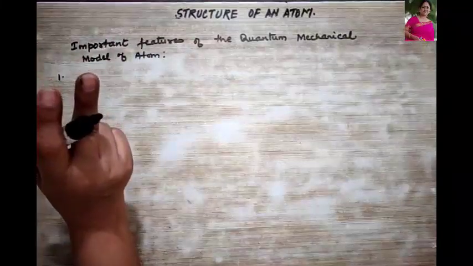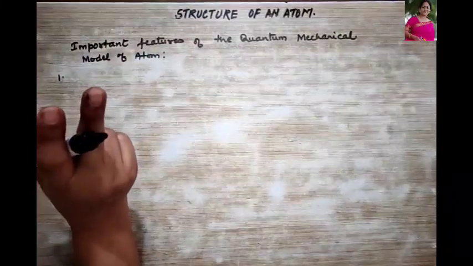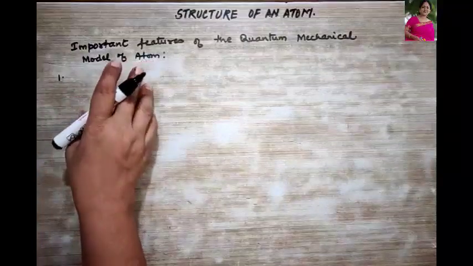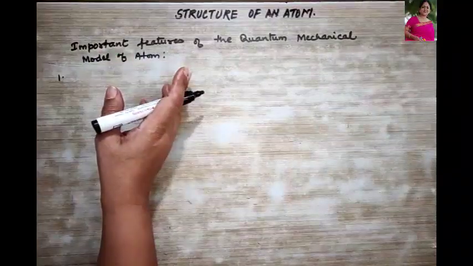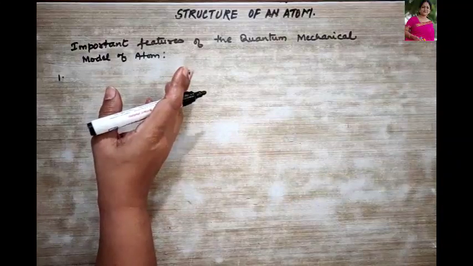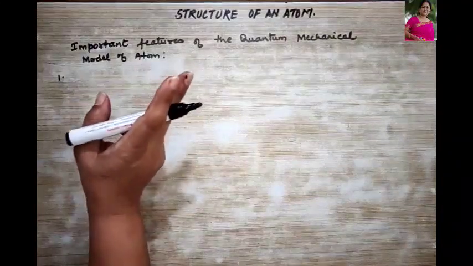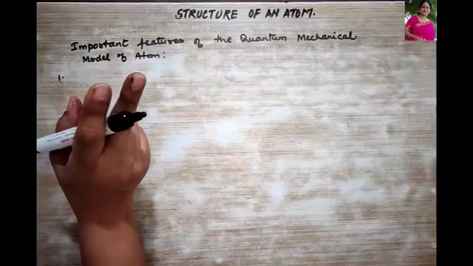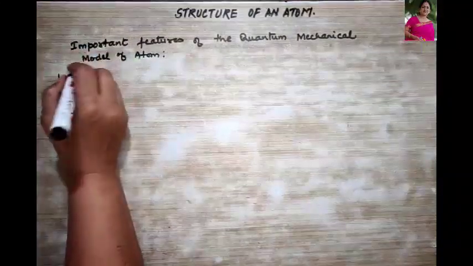And what was that specific value? For hydrogen, if you remember, it was minus 1312 upon n square, and for any other multi-electron atom, it was minus 1312 upon n square into z square. Do you remember all these points? So that is what I am going to write over here.